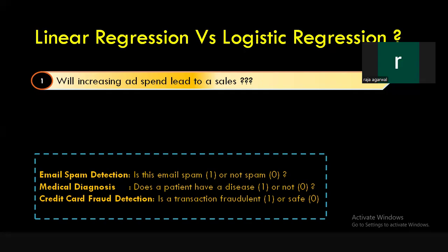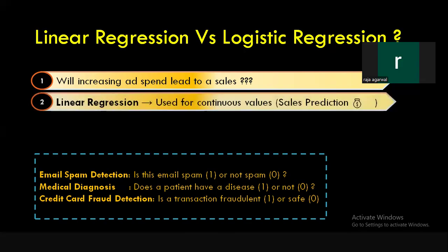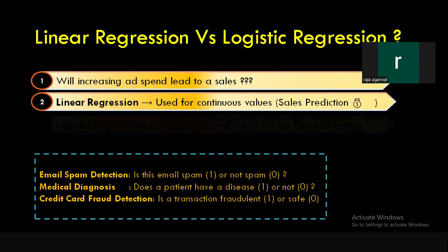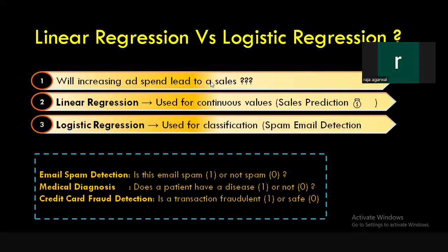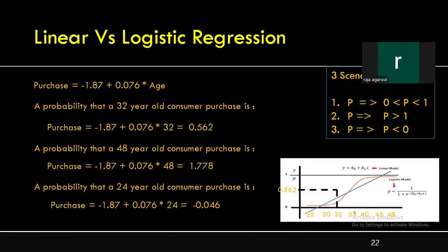So there are situations where we don't want a number. We need a category like zero or one, yes or no, true or false. This is where logistic regression comes into the picture. The key difference is that linear regression is used for continuous value prediction, and logistic regression is used for classification, like spam or non-spam. You can use that one.